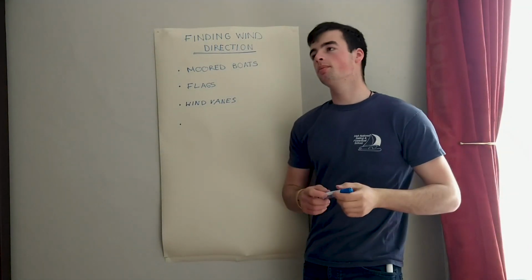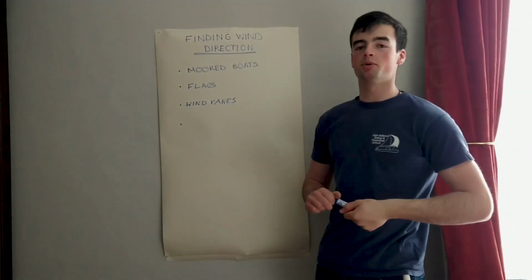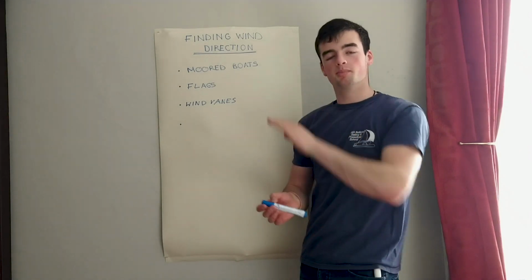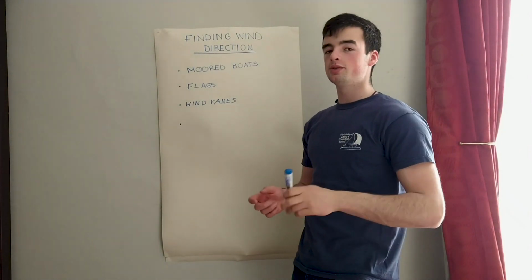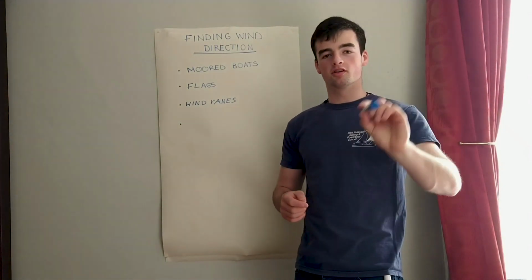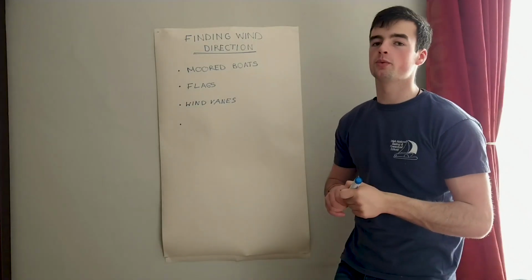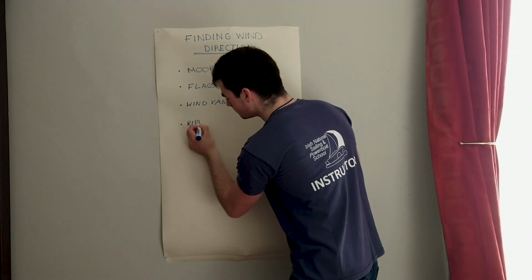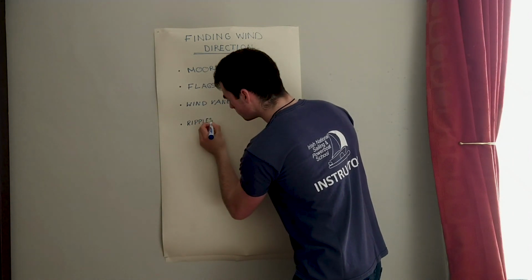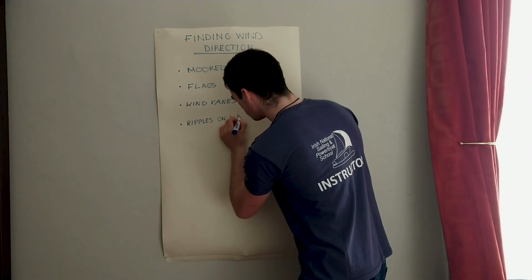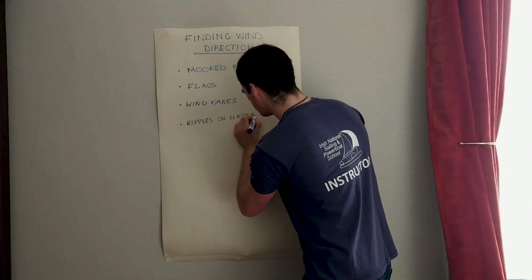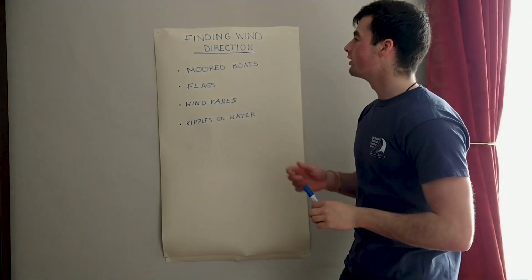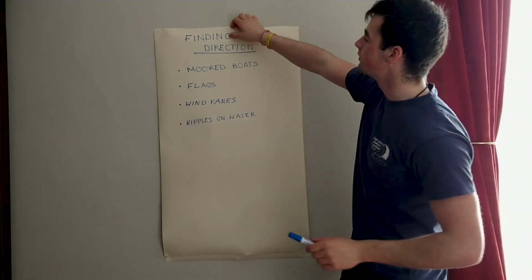And the last thing that can be quite useful for us as sailors is the ripples. So when the wind runs over the water, it causes the water to kind of ripple up and move. So we can use these ripples and look at which way they're coming from, and that can indicate to us which way the wind's coming from as well. So those are just some of the ways that we can find the wind direction, and hopefully that was useful.